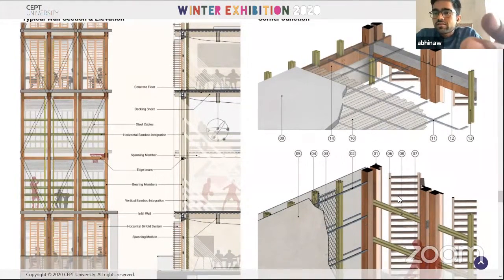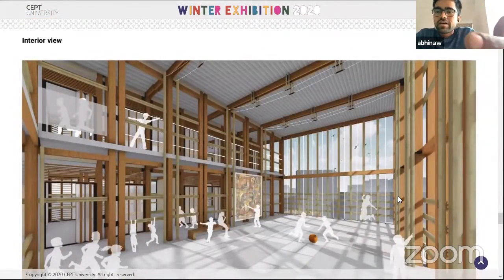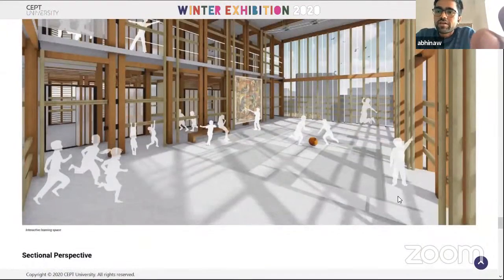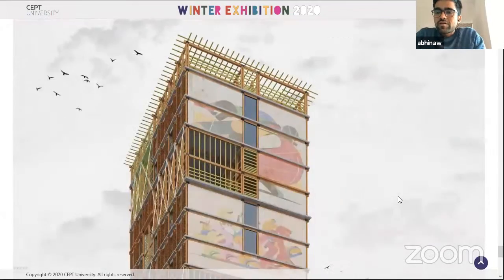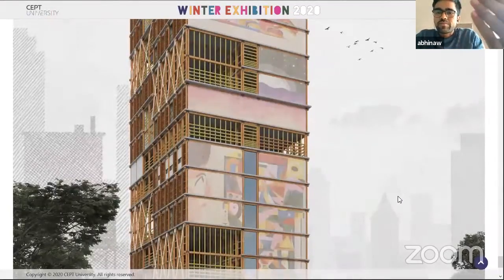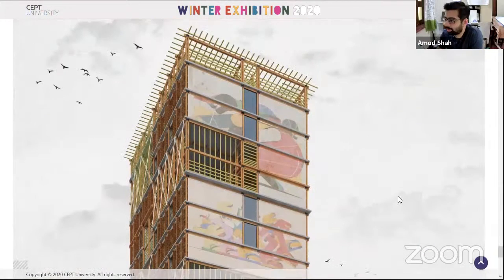And the next, we have some more details and the interior views and exterior views of the building, where you can get glimpses of the building. So yeah, this is the final product.